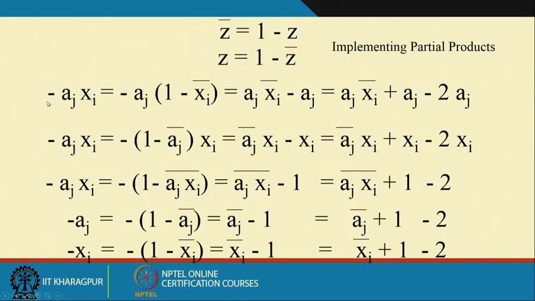if I find minus AJ xi, that can be written as AJ times (1 minus xi bar). Then it will be plus AJ xi bar minus AJ. Then again minus AJ can be written as AJ xi bar plus AJ minus 2 AJ. So, this minus AJ xi can be represented as this one.